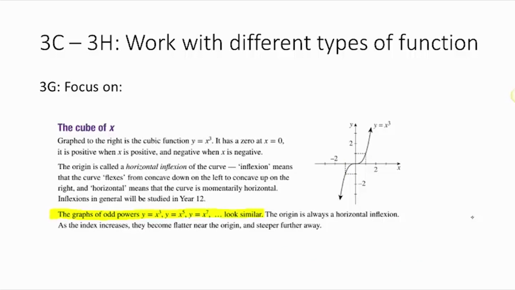Moving on to 3G then, and higher powers of x. I've highlighted here what I think is really important to note. Get the idea in students' heads that y equals x cubed is this shape as shown here on the graph, and y equals x to the 5, x to the 7 is similar, but as the index increases they become flatter near the origin. And that's an interesting idea to explore with students. That could even be a bit of a longer lesson exploring that in more detail, perhaps using something like Desmos.